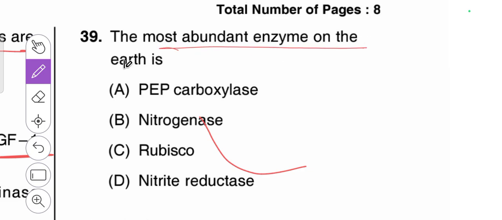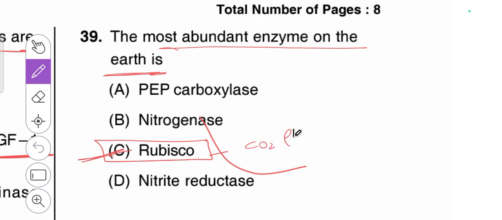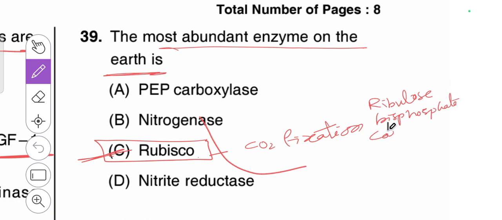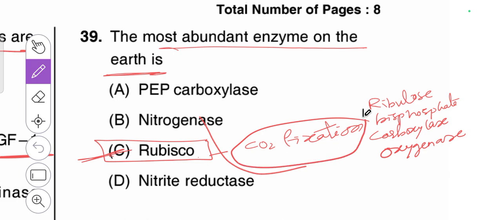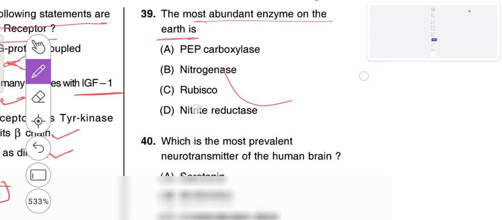Then, the most abundant enzyme on the earth is rubisco, ribulose bisphosphate carboxylase and oxygenase. It is considered the most abundant enzyme and it helps in CO2 fixation. That is ribulose bisphosphate carboxylase and oxygenase. This will help in CO2 fixation. So C is the right answer.